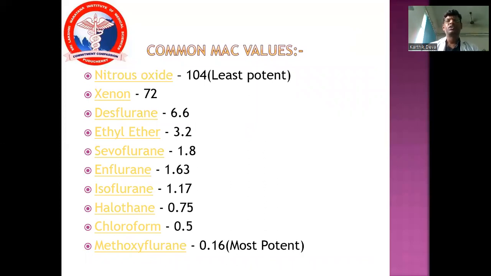Here are some common MAC values for various inhalational agents. Nitrous oxide has a MAC value of 104, which is the least potent. Methoxyflurane has a MAC value of 0.16, which is the most potent. The other MAC values: xenon is 72, desflurane is 6.6, ethyl ether is 3.2, sevoflurane is 1.2 to 1.8, enflurane is 1.6, isoflurane is 1.17, halothane is 0.75, and chloroform is 0.5.